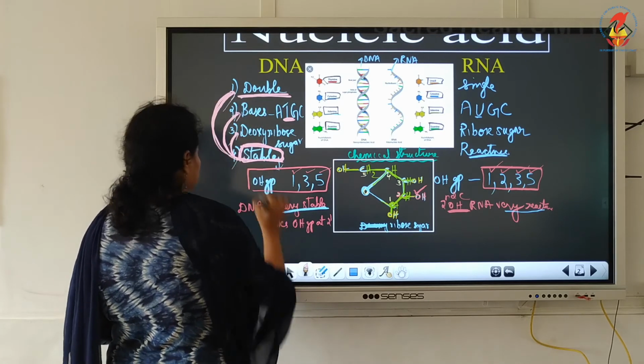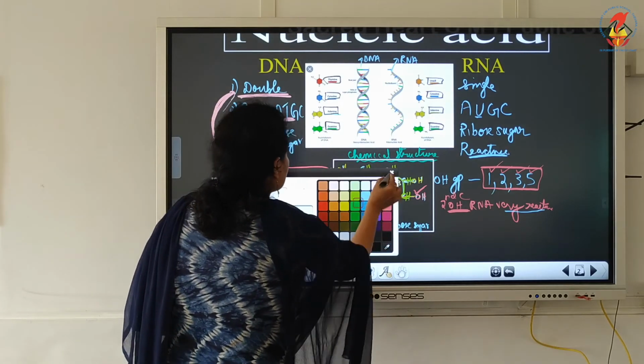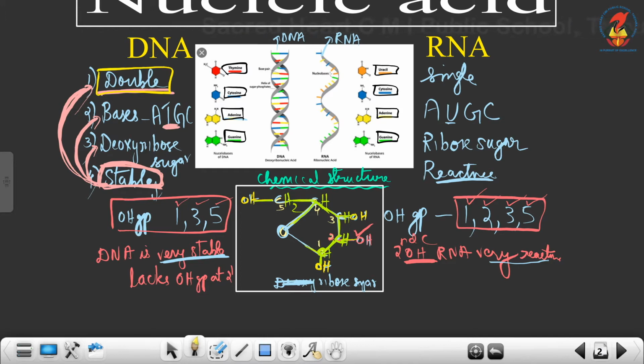How will you say the other 3 features? That is, DNA is very stable because it is double stranded. Then it is stable because T, thymine, makes it very stable. And the sugar it has is deoxyribose sugar, which lacks a hydroxyl group at 2. That's why DNA is very stable and usually serves as the genetic material because of the stability.